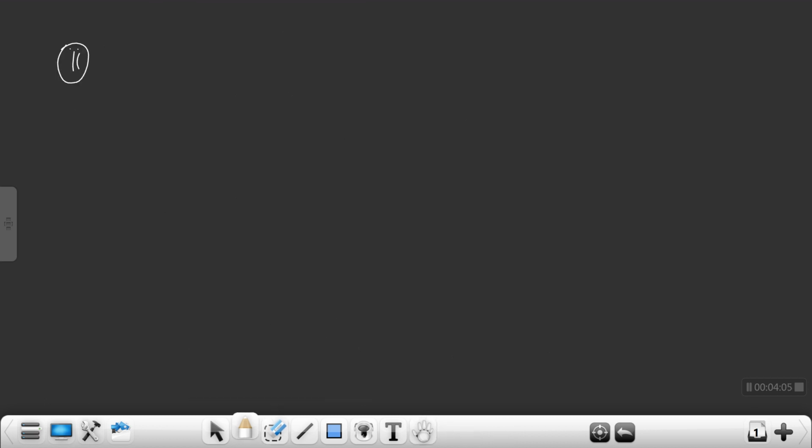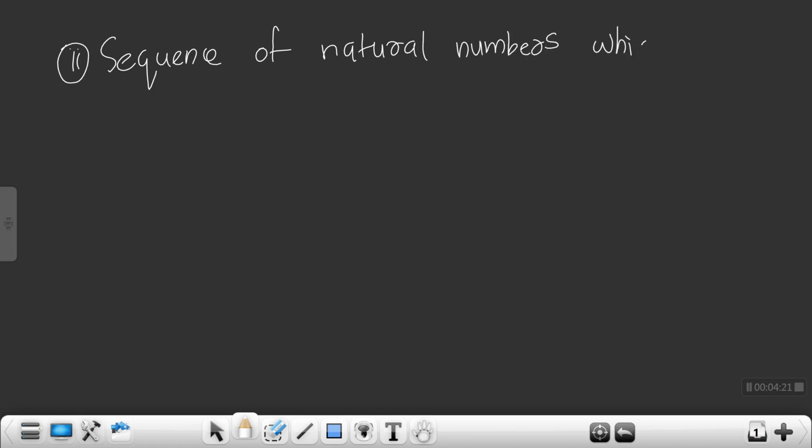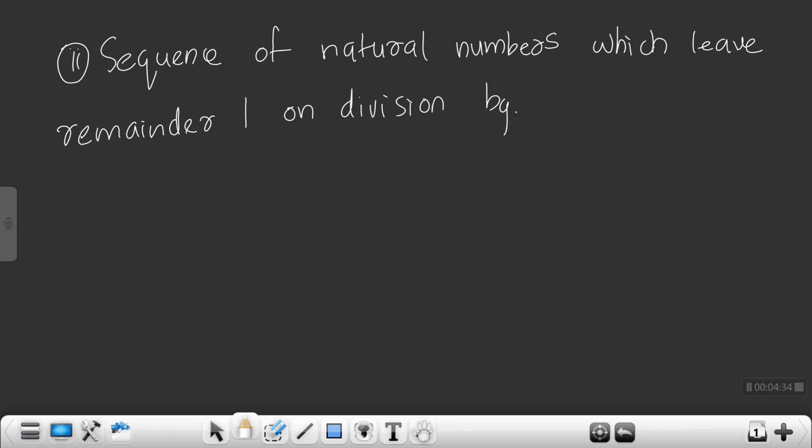Then another question, question number 2. Sequence of natural numbers which leave remainder 1 on division by 3.